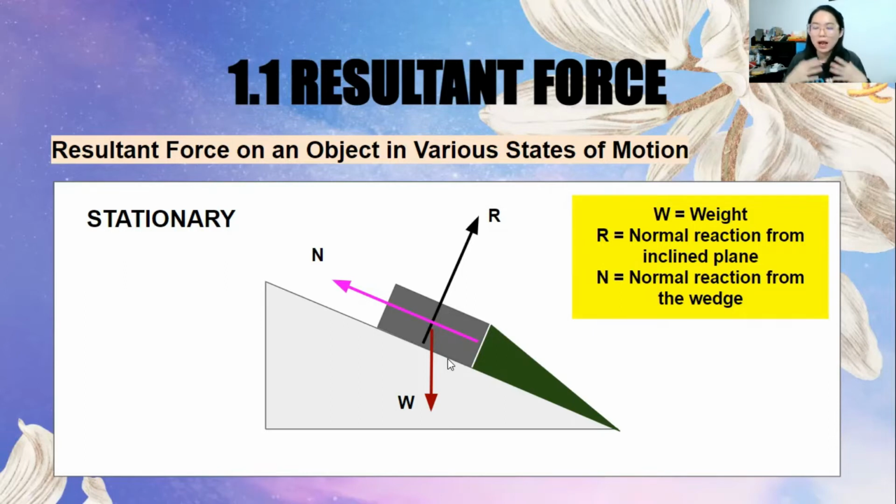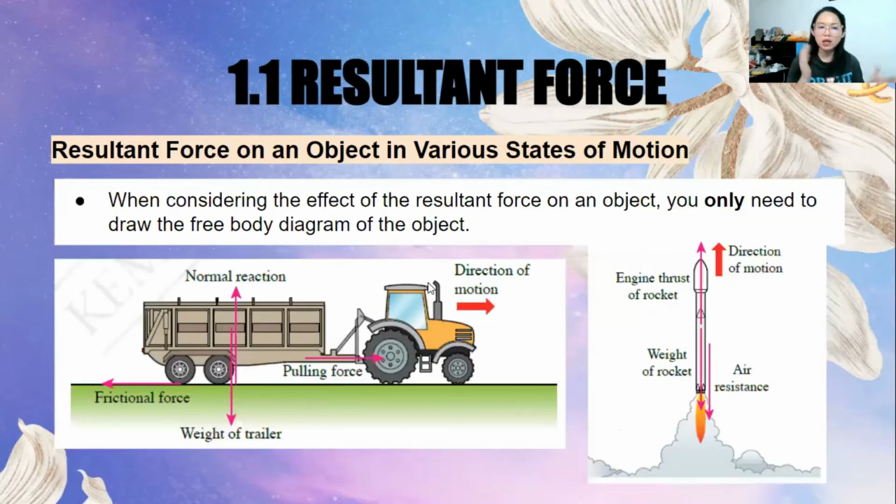Okay, now we go one by one. I explain like this, and I need you to do revision on it. You have to practice yourself on how to draw out the free body diagram. If you don't do that, then you won't be able to answer questions. Now, when we consider the effect of the resultant force on an object, you only need to draw a free body diagram of an object.